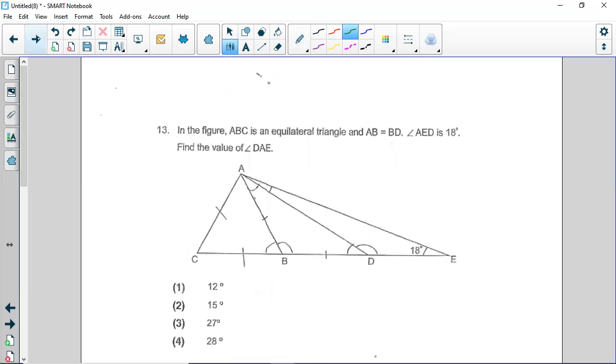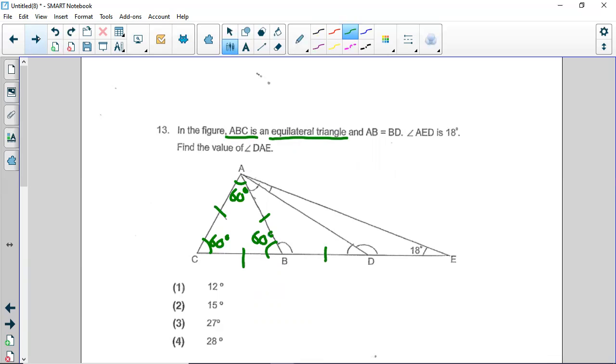Okay, let's go to the next one, question 13. Okay, in the figure, ABC is an equilateral triangle, so you should be marking out the sides that are equal, and you should also be putting 60, 60, and 60 before you do any solving. And then AB is equal to BD, so mark out the sides. Right?